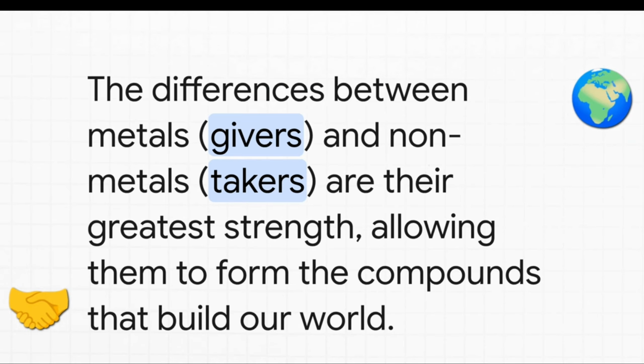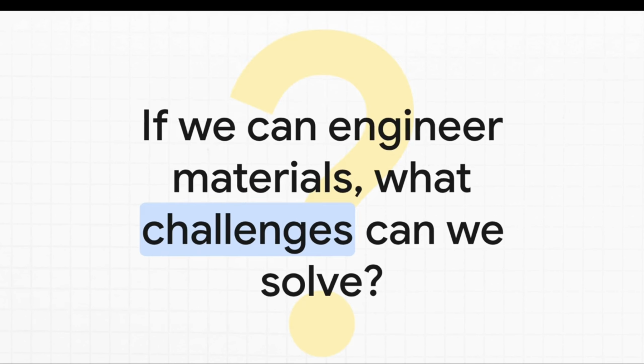So when you take a step back, it's pretty amazing. It's this fundamental opposition between metals and nonmetals, between the givers and the takers, that makes our world possible. Their differences aren't a weakness at all, they're their greatest strength. And when they come together, they form the compounds, the alloys, and all the materials that we use to build, well, everything. And that really leaves you with a final thought, doesn't it?